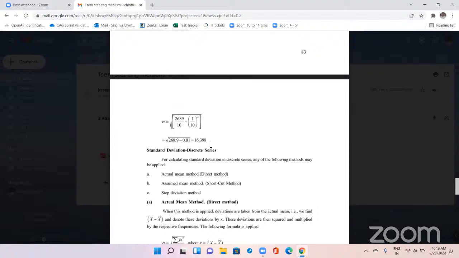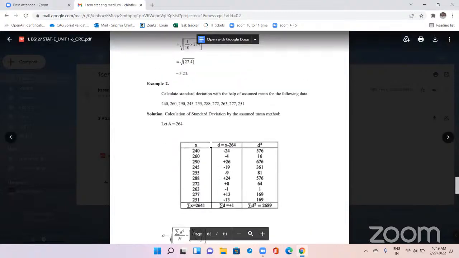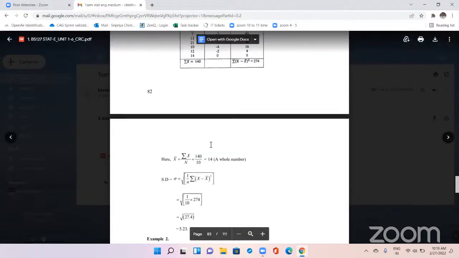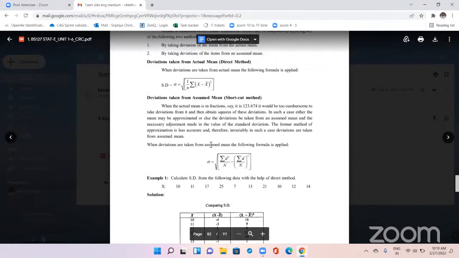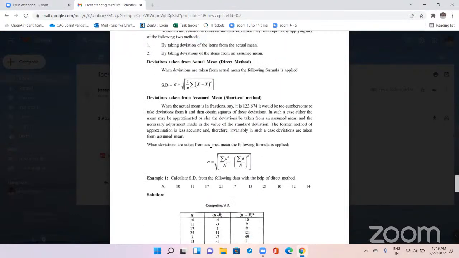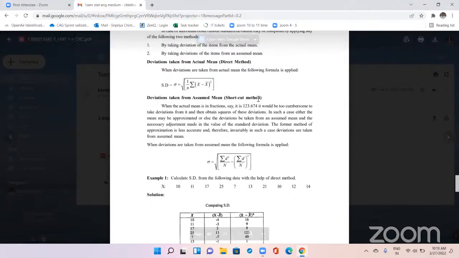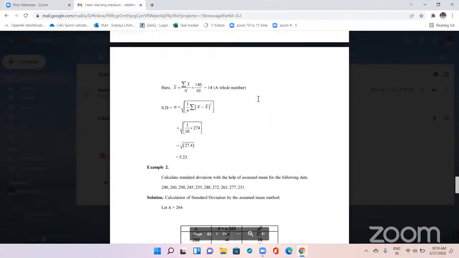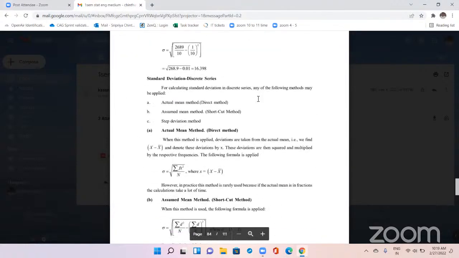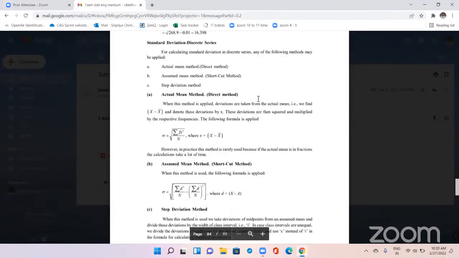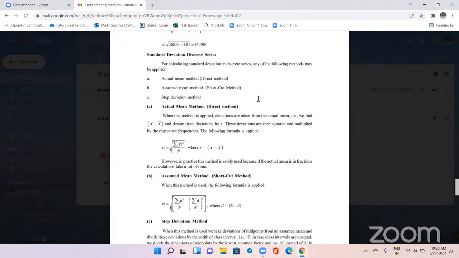One is known as the direct method, that is the actual mean. The second one is known as the assumed mean, the shortcut method. Clear? Any doubt? Tell me. No. Right. Coming to discrete series.